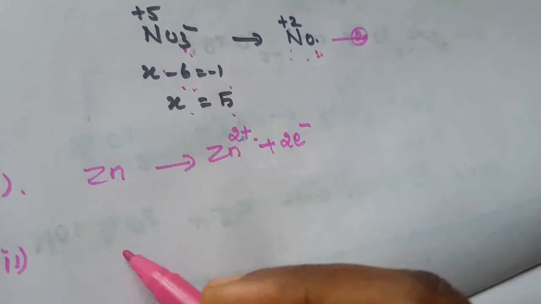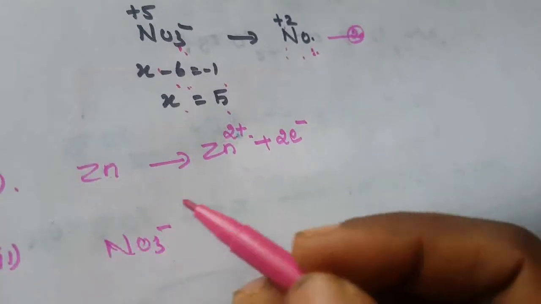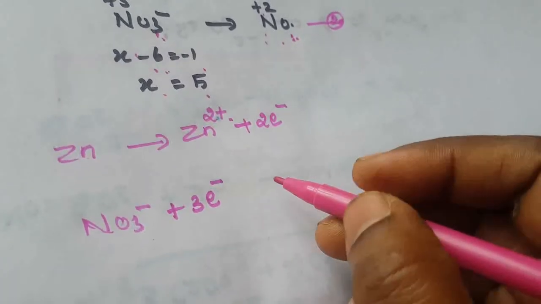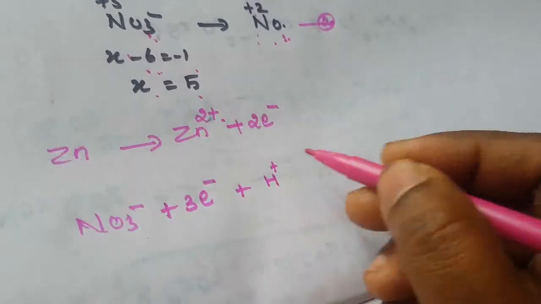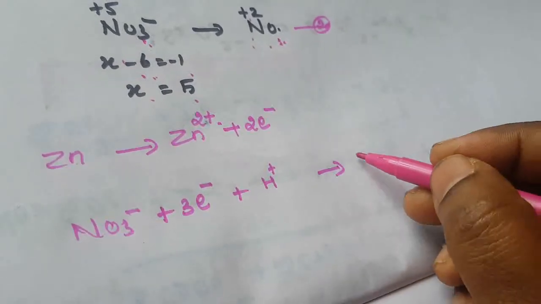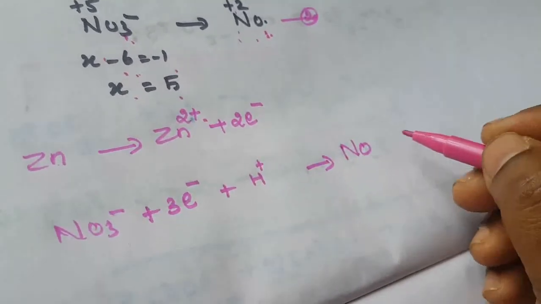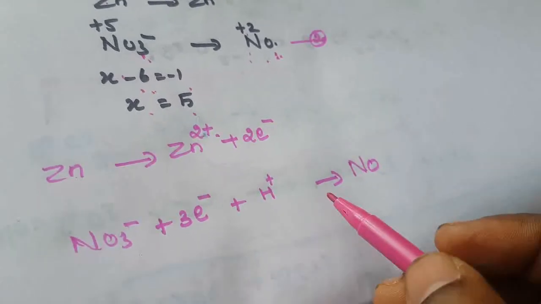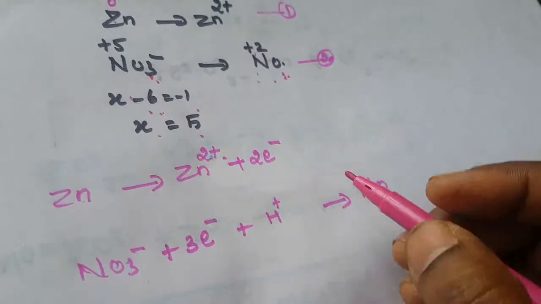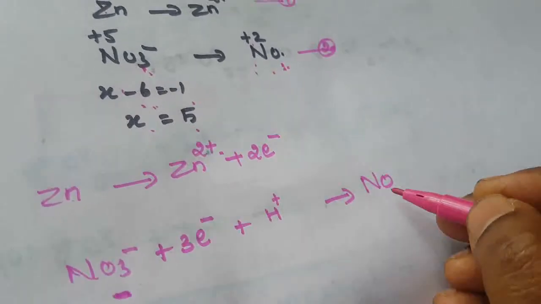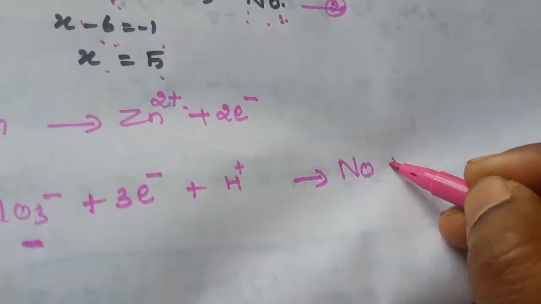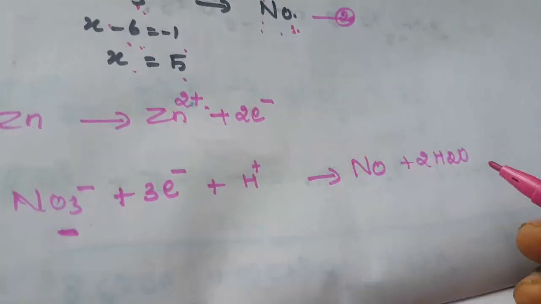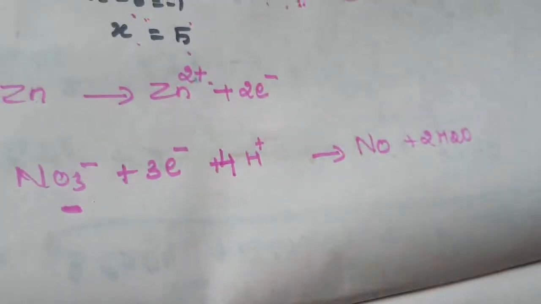NO3-, okay. Here +5, here +2. How many electrons will be added? That is 3 electrons. Here acid medium, we are adding H+, right. So here that is NO. NO3, here NO. So here 1 oxygen is there, here 3 oxygen. Remaining how many oxygen is there? Remaining 2 oxygen, so I am writing here 2 molecules of water. So here 2 molecules of water, how many hydrogen is there? That is 4 hydrogen. Okay, so this is 4 hydrogen.